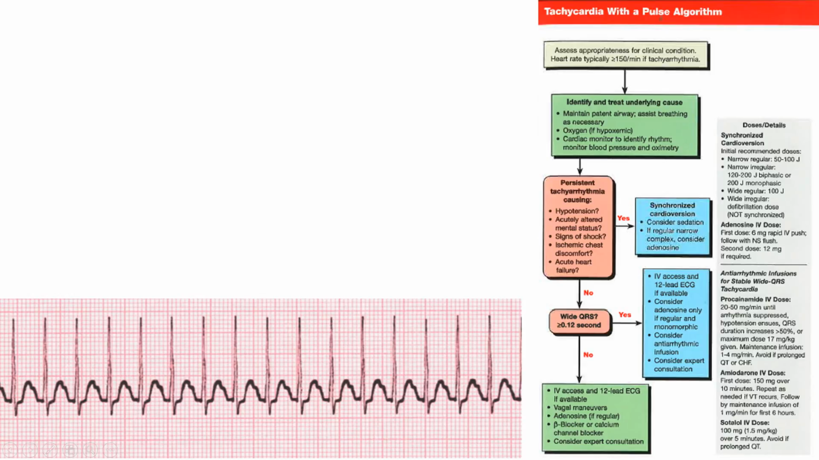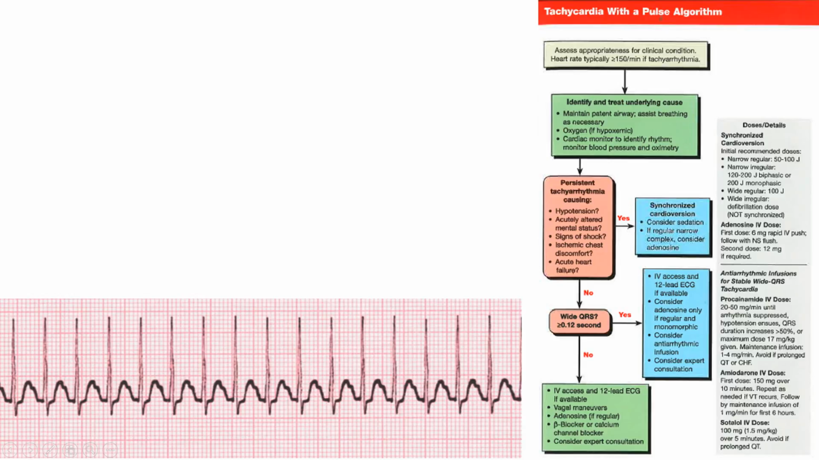A synchronized cardioversion is basically, they use the machine to give certain shocks to try to get the heart back into its regular rhythm that you're trying to go for again. It's kind of like shocking the muscles back into their regular flow. And so you want to consider sedation because it's extremely painful, like horrible. And also if regular, narrow complex, consider adenosine.